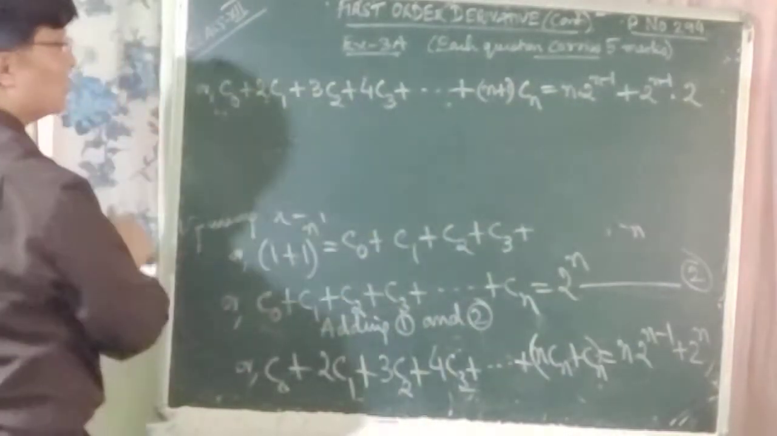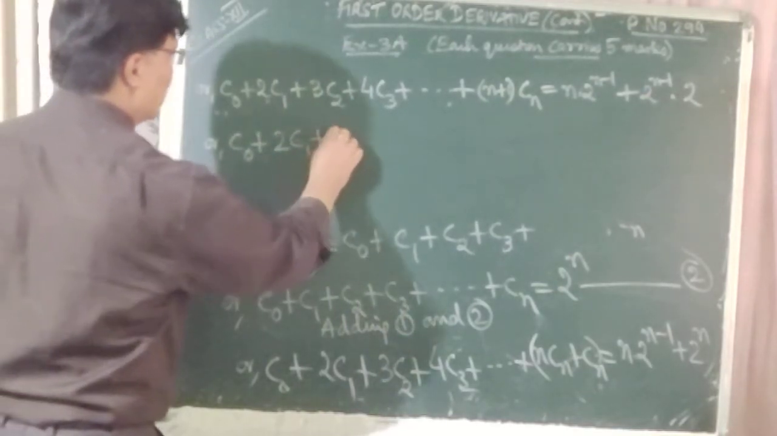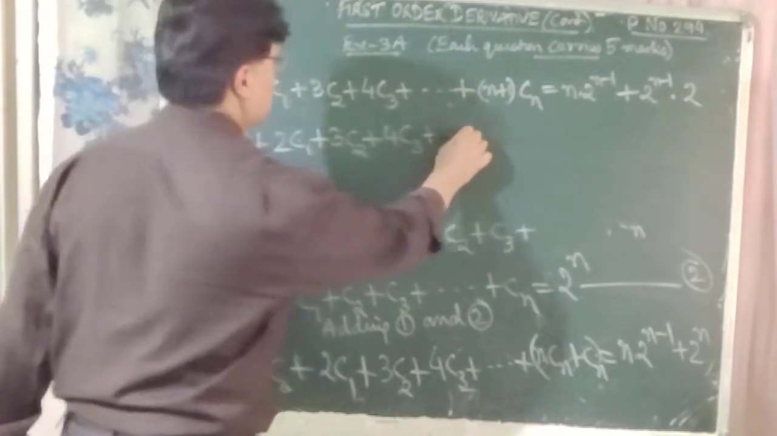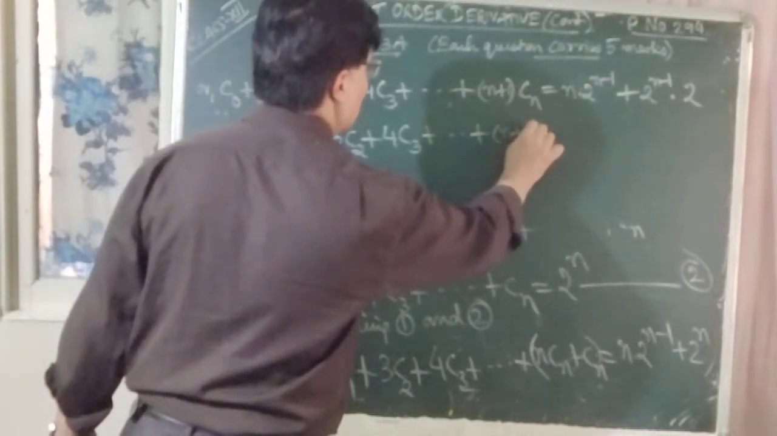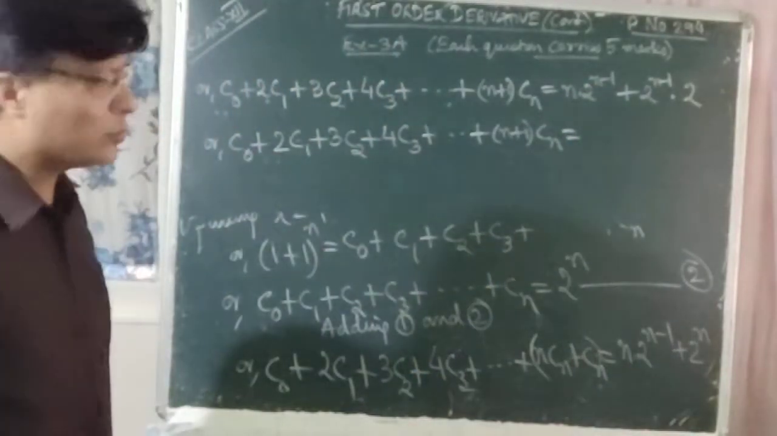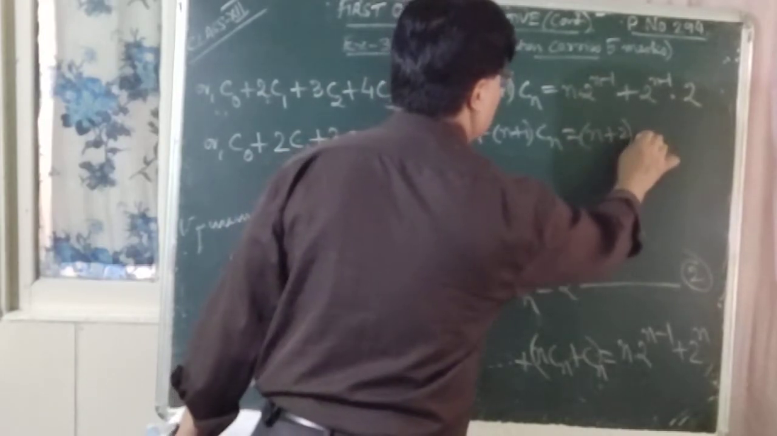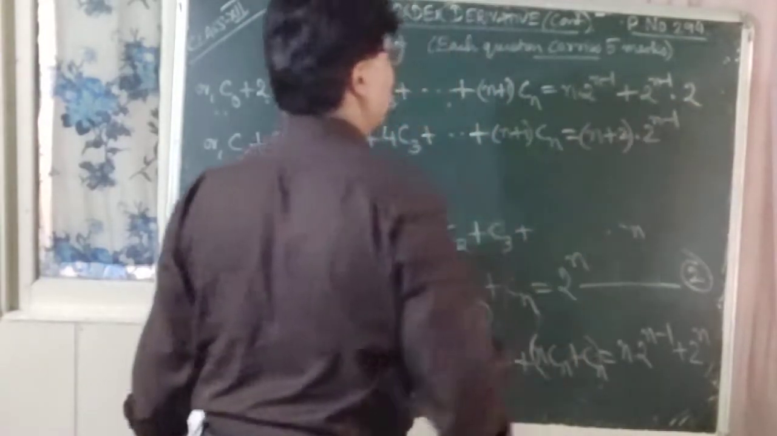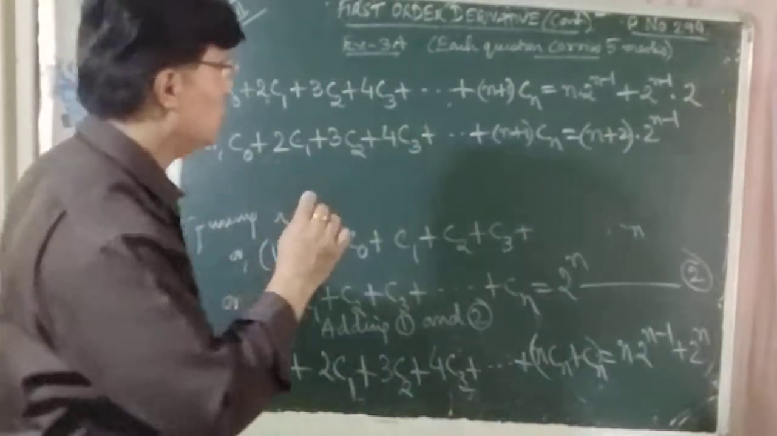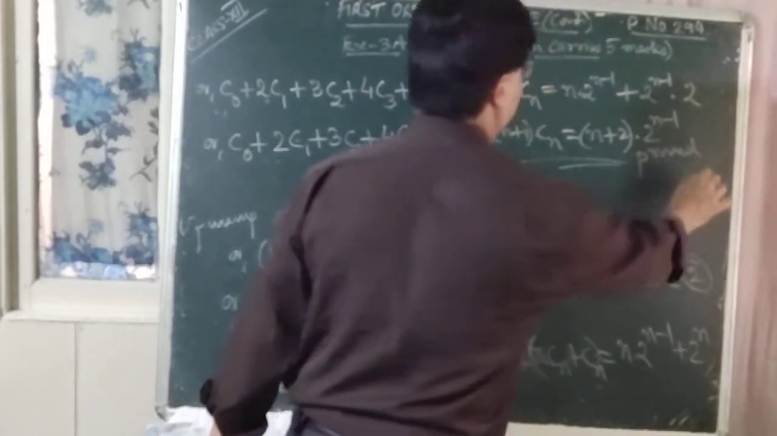Okay. So this left hand side is C0 plus 2C1 plus 3C2 plus 4C3 plus dot dot dot plus n plus 1 Cn is equal to, what is common here? It is 2 to the power n minus 1 common. So within the bracket, what do we get? n plus 2 into 2 to the power n minus 1. So it is done. Okay, so proved. So we have proved 16 number 1.